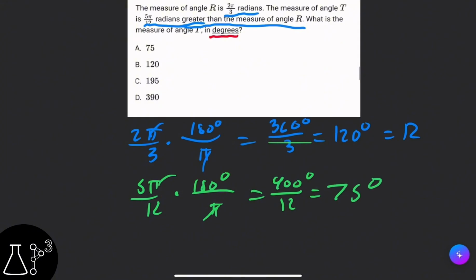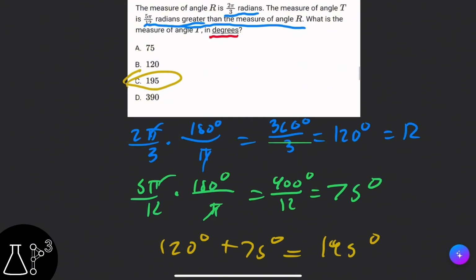So all we have to do now is add the angle measure that is greater than r, which is 75, to 120. We would get 120 degrees plus 75 degrees, which equals 195 degrees. And the answer here is C, right?